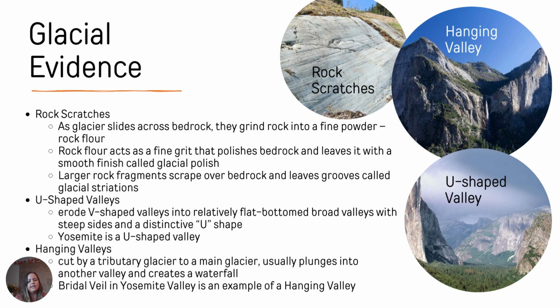And then a hanging valley is a tributary glacier that is feeding the main glacier, and as that glacier retreats and recedes, you start to see a plunging into what used to be the main glacier. The example of a hanging valley there is Bridal Veil Falls in Yosemite. There are a few others in Yosemite Valley as well, but Bridal Veil is the most iconic, very obvious hanging valley example.